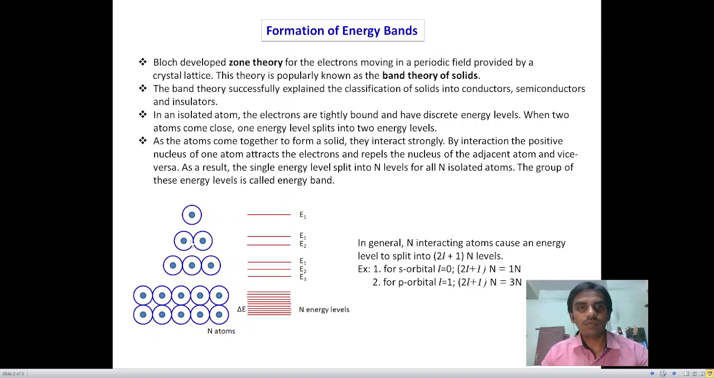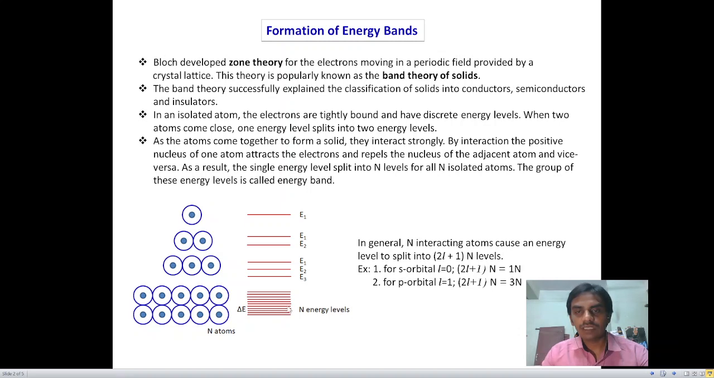When two atoms come close, one energy level splits into two energy levels. As the atoms come together to form a solid, they interact strongly. By interaction, the positive nucleus of one atom attracts the electrons and repels the nucleus of the adjacent atom, and vice versa. As a result, the single energy level splits into n energy levels for n isolated atoms. The group of these energy levels is called an energy band.